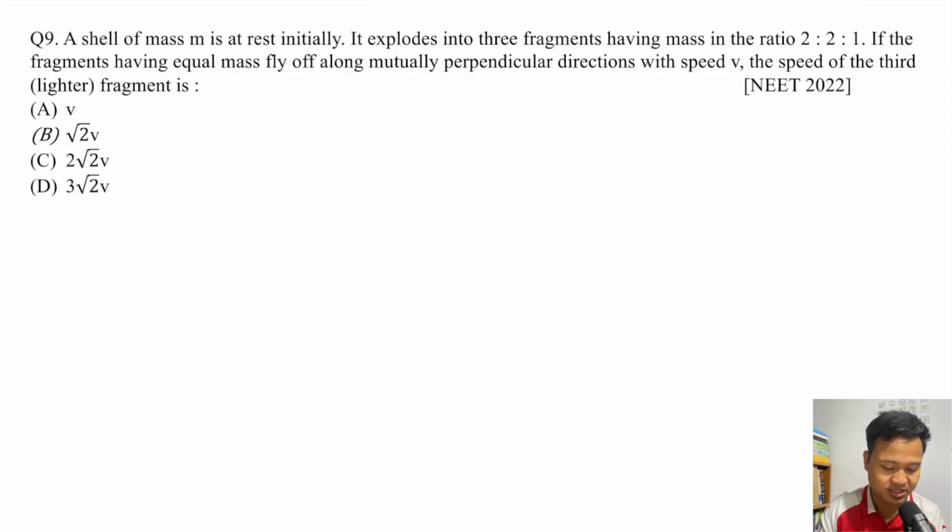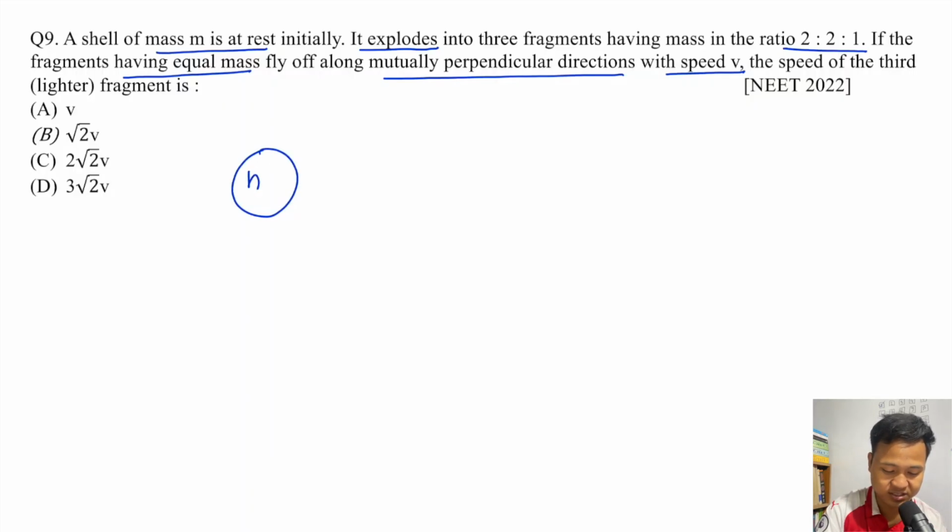A cell of mass m is initially at rest. It explodes. The explosion is due to internal force, so momentum is conserved. It breaks into three fragments in the ratio 2:2:1. If the fragments having equal masses fly in mutually perpendicular directions with speed v, the speed of the third lighter fragment will be?